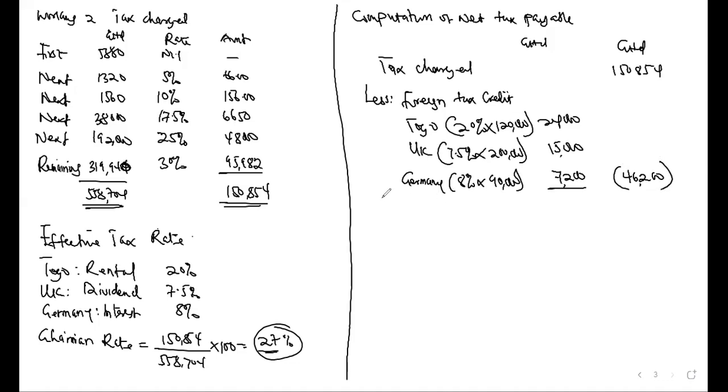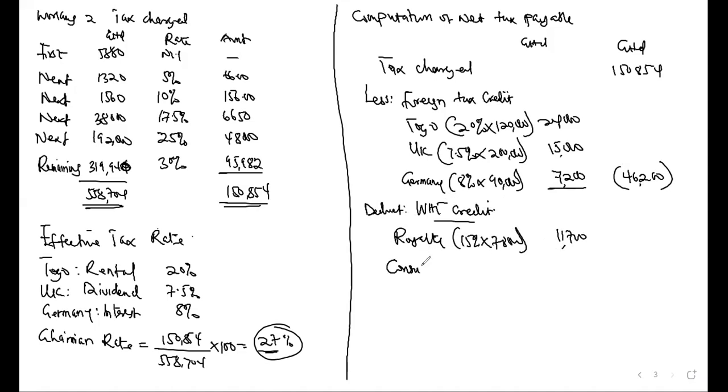Now we deduct the withholding tax credit. The first one is the royalty. The tax is 15%, so 15% by 78,000. That will give you 11,700. Then we included the consultancy service.